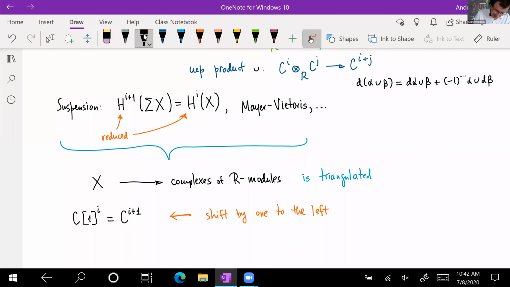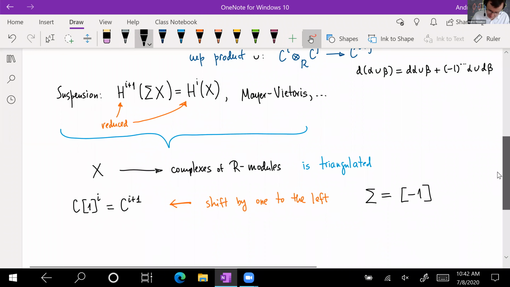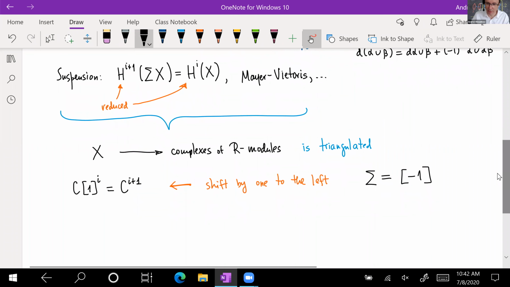And so in this sense, since the suspension moves cohomology the opposite way, this means the suspension should be like the shift by minus one. So that's my understanding of the convention. And then in the category of complexes, we have a notion of a triangle.